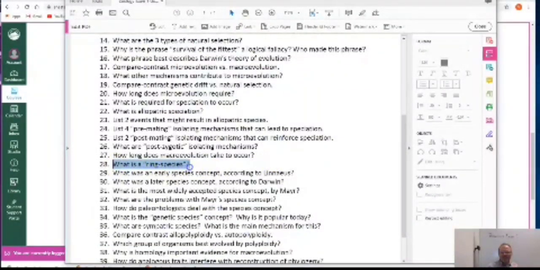Here's one question that we didn't get a chance to cover. So question 28, what is a ring species? I'm not going to ask you this question on the exam. If you're interested, go ahead and look it up, but we didn't have time to get into a ring species.